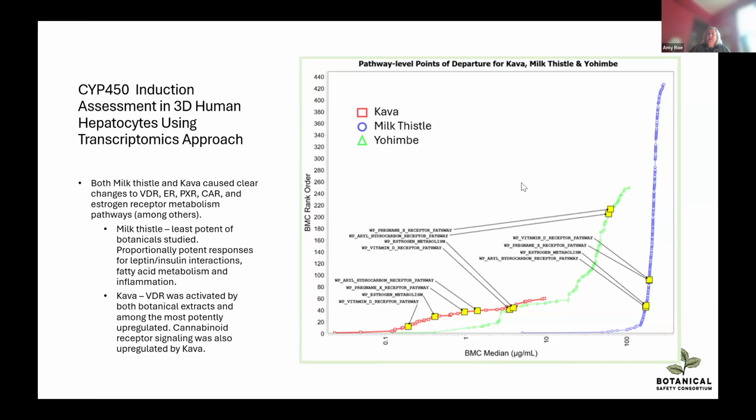And you'll see data here from Yohimbe. I'm not speaking in depth on that, but we also see some interesting induction with Yohimbe, and so we're following up on that as a case study. So this provides some potential mechanism of action information as well. It makes for a really easy way to get an overall picture of potency and maybe help one to prioritize what you might want to follow up on in more definitive assays.